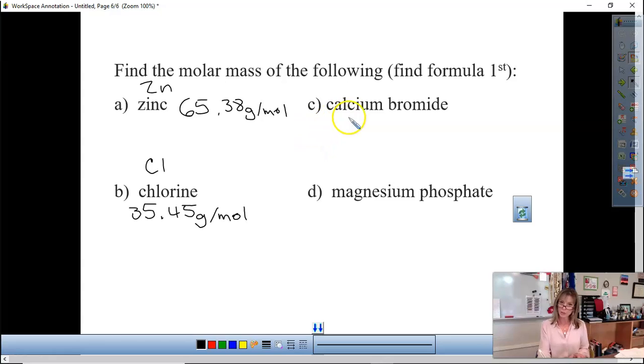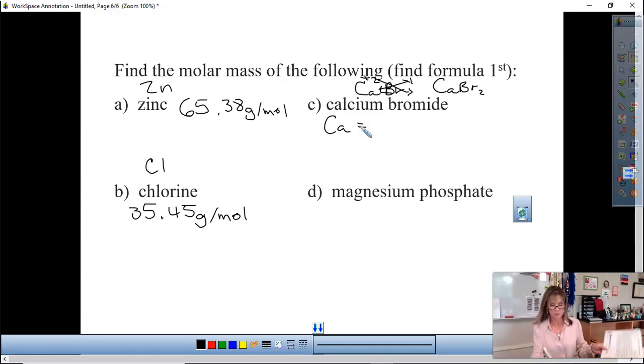Okay, calcium bromide. You know how to write that formula. Calcium is Ca, and bromine is Br. Calcium is in group 2, so it's always +2. Bromine is in group 17, so it has a -1 oxidation number. Crisscross those using the subscripts, and you get CaBr2. So now to find the molar mass of that, you find the mass of calcium on your periodic table.